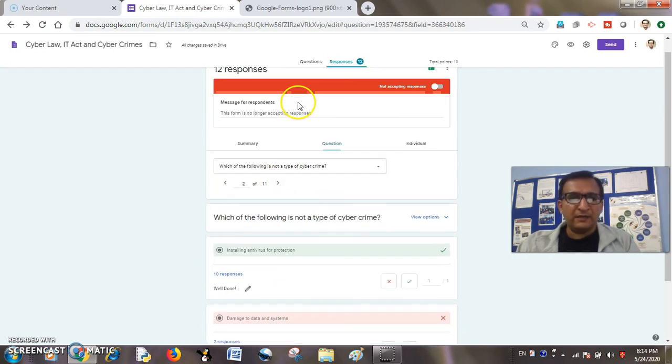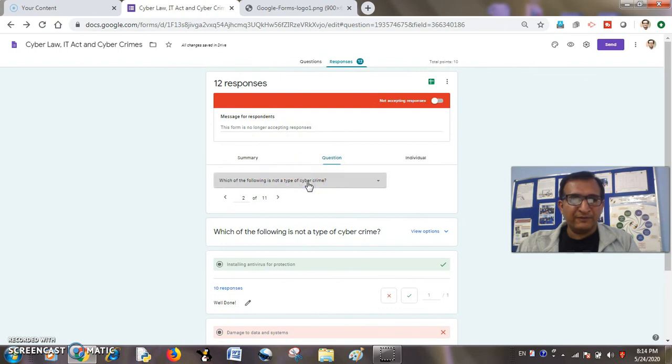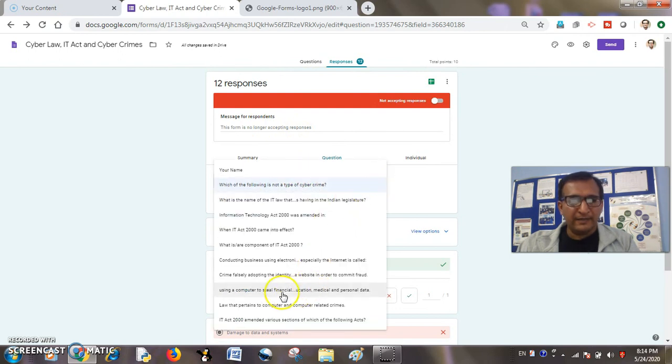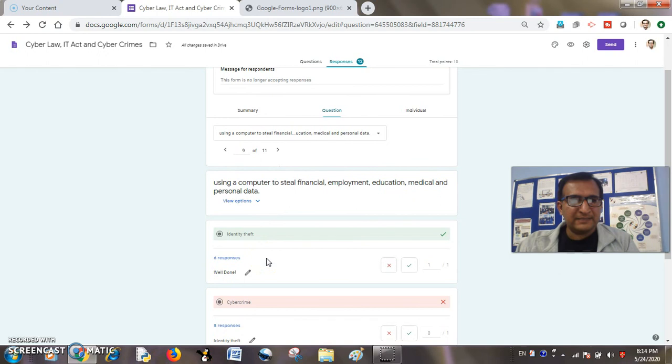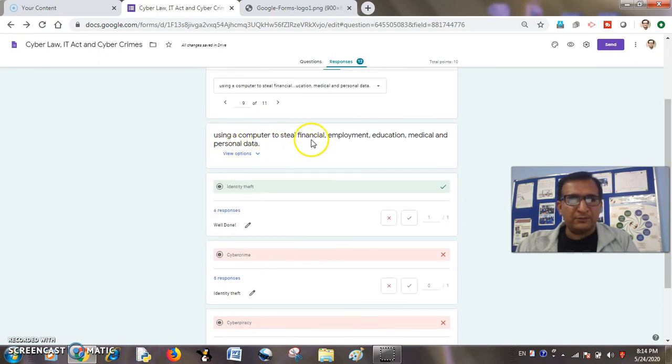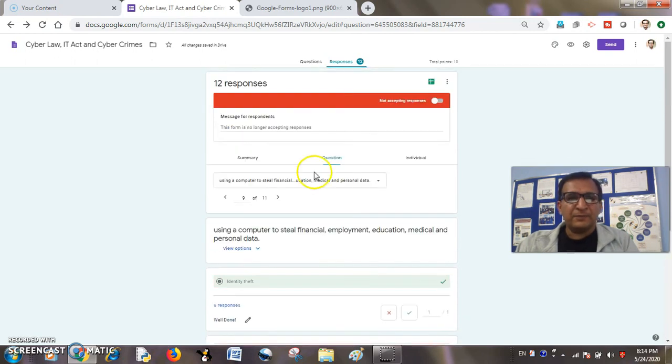But if we look at a particular question which is having a problem, as we have already analyzed, what kind of a particular theft? Here is that question, using a computer to steal financial, employment, education, and medical information, whatever it is. But 6 responses are on the right track, whereas 5 are not. So I need to clarify this concept again. So this is the indication of this analysis, and this is the importance of this.